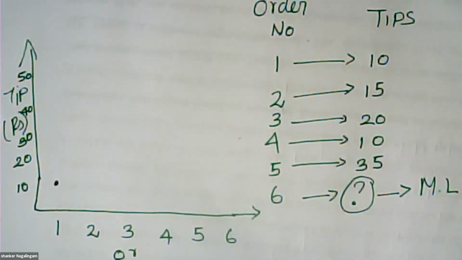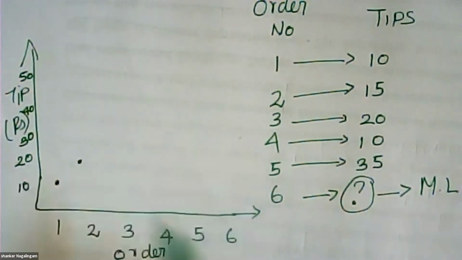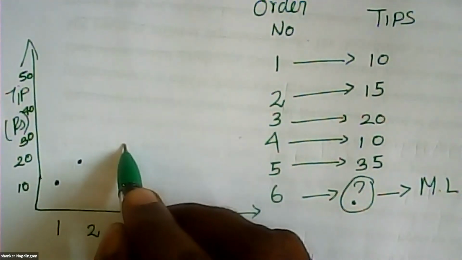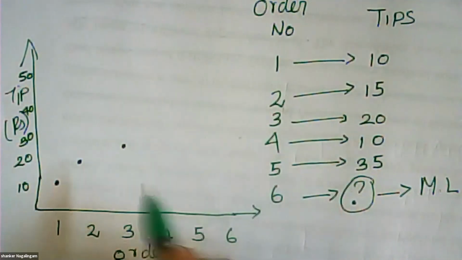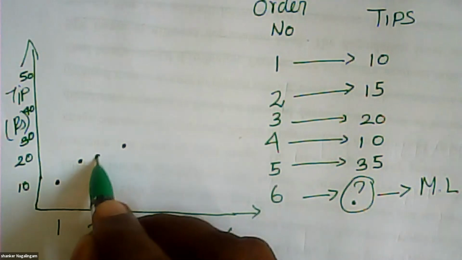Because I'm very particular to show everything in parallel, the graphing and the values. Second order goes for 15 rupees. It is just here. And third order is 20. Now it goes here. And of course, this point has to come here.